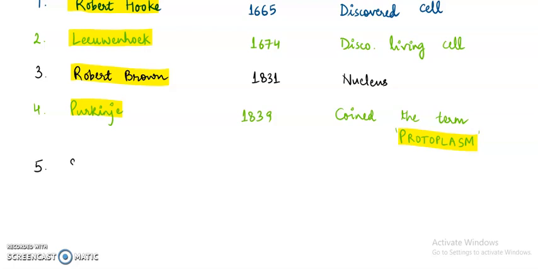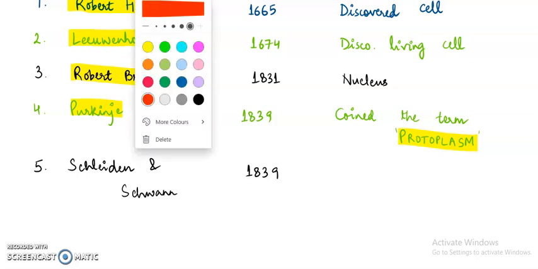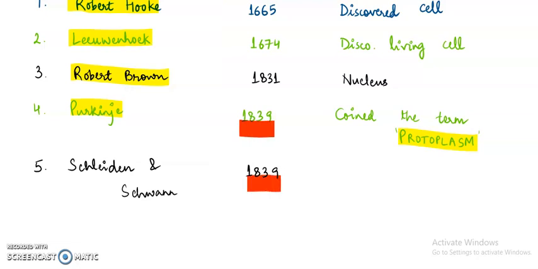Fifth one. In fifth one, we have two scientists. One is Schleiden and another is Schwann. Okay. So Schleiden and Schwann in 1839, the same year which we have written for Purkinje. Here, this year and this year is same. So you can learn that the term protoplasm was coined in the same year in which cell theory was given. So both these scientists, Schleiden and Schwann, they gave cell theory. MCQ question, our marker question can certainly come on these discoveries.